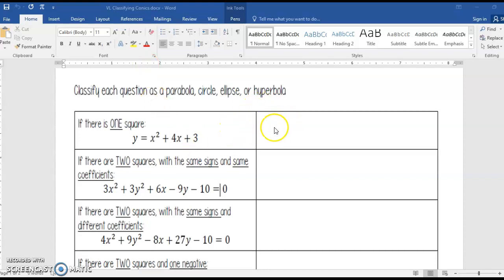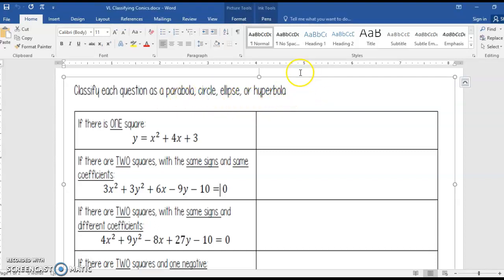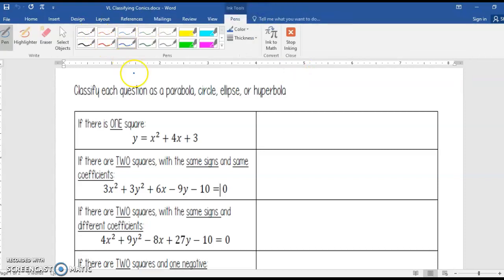Hello students, now we are coming to the last leg of the unit where we try to know some tips on how to identify each of these four conics that we have learned so far: parabola, circle, ellipse and hyperbola, right? So obviously there are certain things that you might have observed. If there is just one square, whether it is on the y or the x, it's definitely going to be a parabola, right?